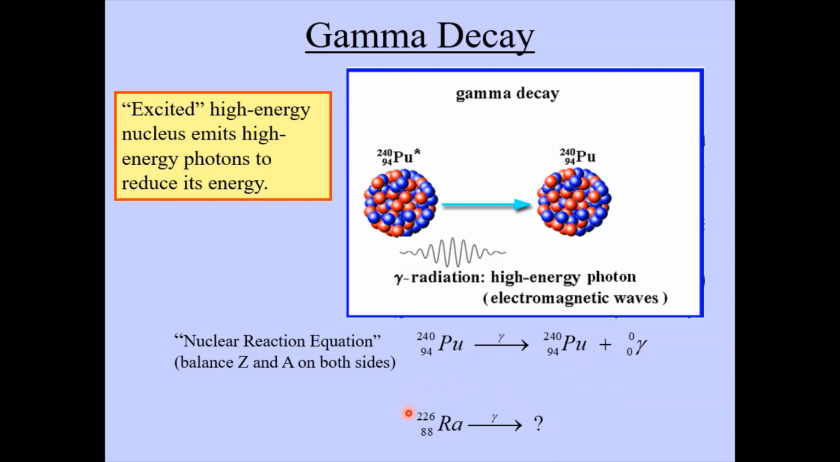So here's a practice problem, just so you can say you did one. Suppose this radium-226-88 undergoes a gamma decay. What would we have on the right side? Okay, so I'm assuming you did this maybe just in your head. Obviously, all we're going to have on the right side is this same radium-226-88, plus we're going to have one of these guys, a gamma particle, with the 0 and the 0, and those are our two products.